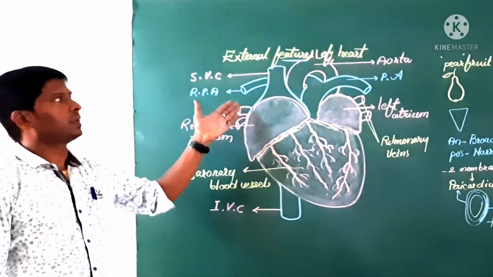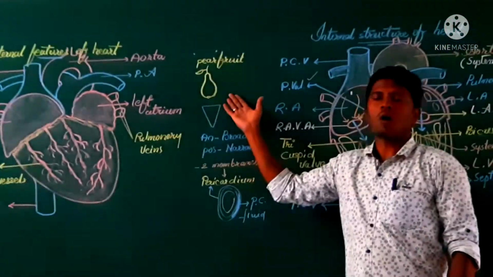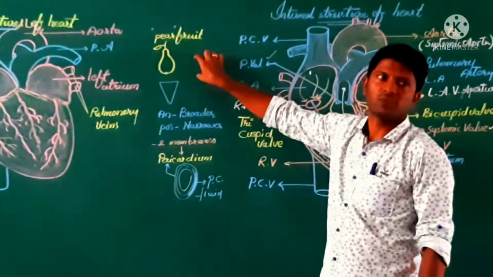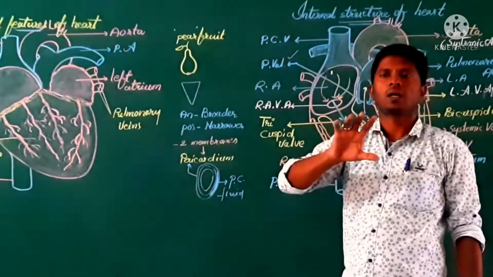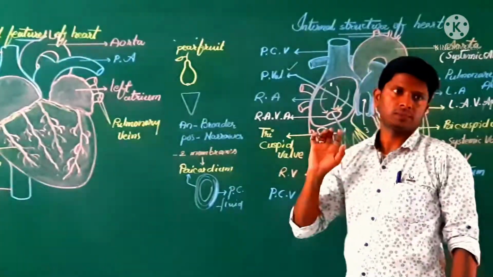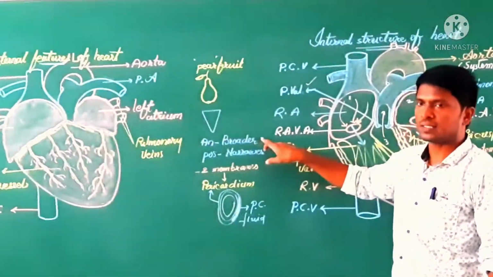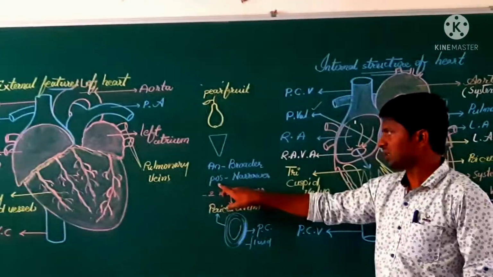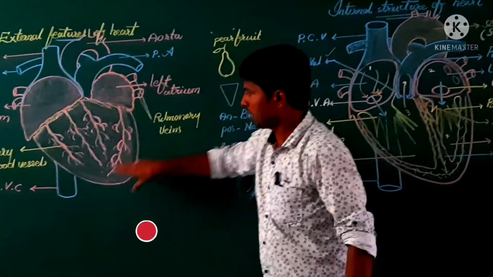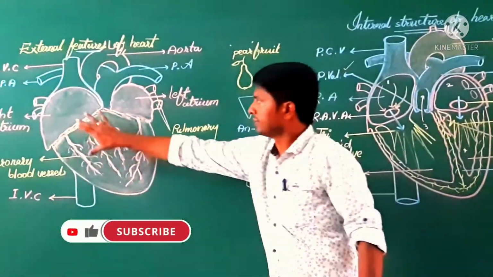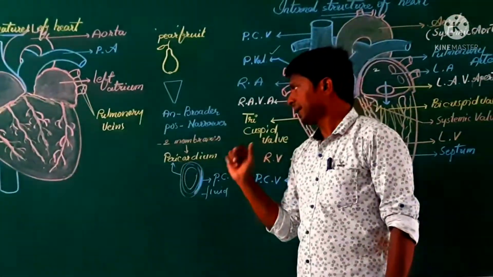This is the external features of our heart. Take a look at that. Our heart shape is clear. Our heart is nothing but a triangular outline like this. The anterior part of our heart is broader and the posterior part is narrower. This is the broader part and this is the narrower part. This is the anterior part and this is the posterior part.